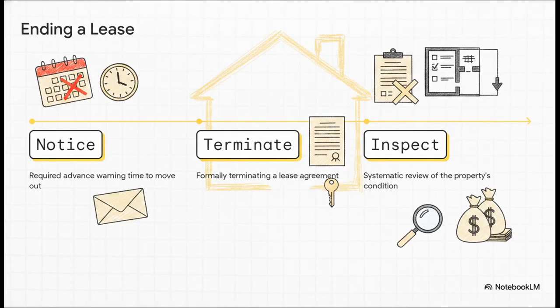Now let's say you just decide to leave peacefully. You can't just pack up your car and ghost your landlord. There are strict chronological steps. First, you have to honor the notice period. That's the required advance warning time, which is usually around 30 to 60 days. You have to hand over a written notice of termination, and finally, you do a formal move-out inspection with the landlord. You'll systematically compare the current state of the apartment against that initial move-in checklist we talked about, finalize the end of the contract, and hopefully get your full deposit back.